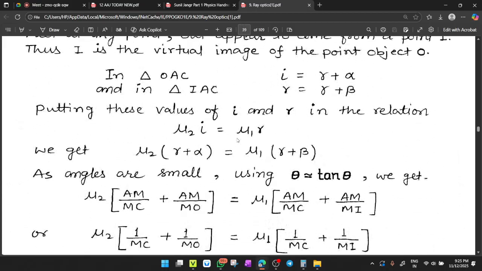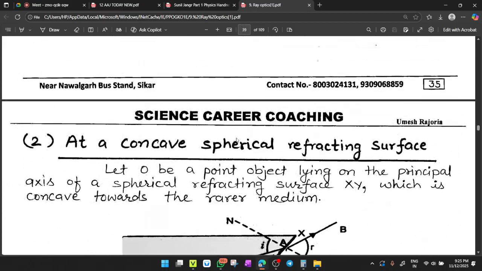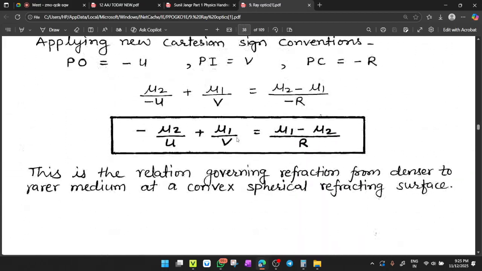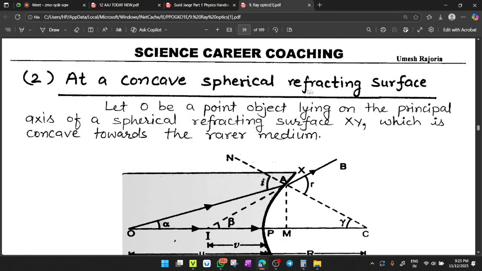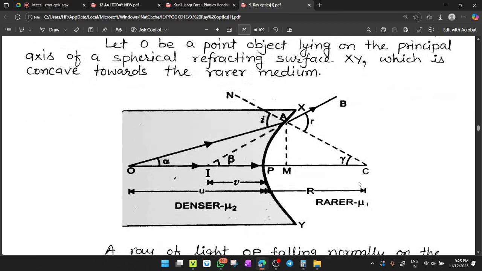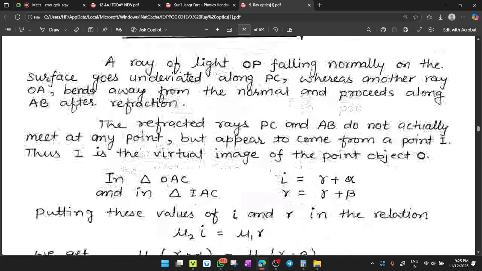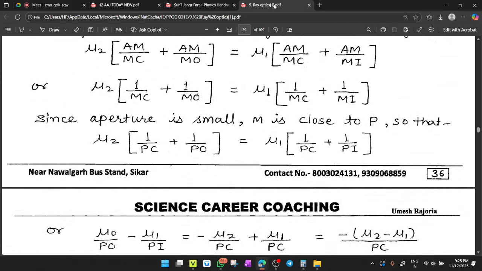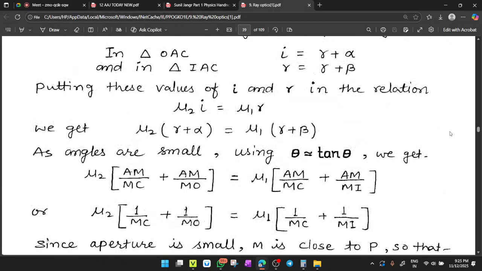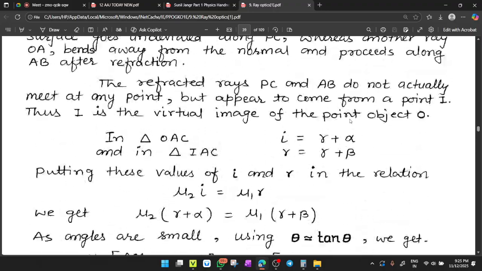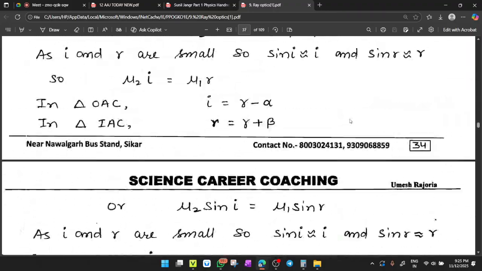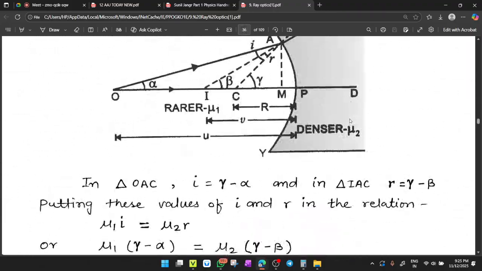So, students, we have completed all categories of derivations related to spherical refracting surfaces. It may be concave, it may be convex. The final image is on the rarer medium or the denser medium. So finally, we have derived the formula. We have two formulas here actually, and mainly there are two types of refractions that take place.